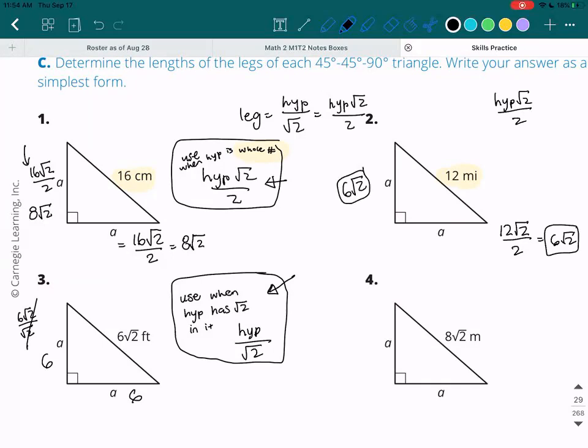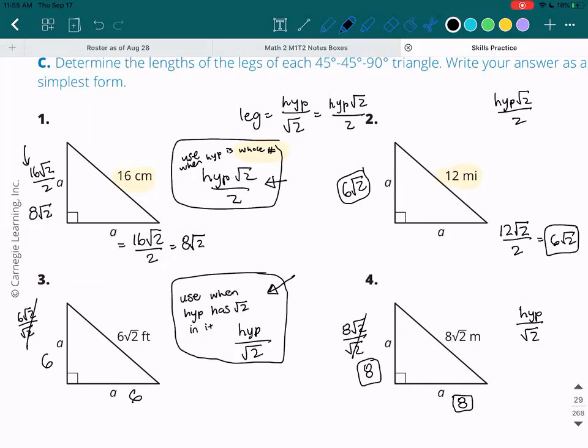Okay. And finally, on number 4, it has a radical in our hypotenuse. So we're going to use this equation, hypotenuse over radical 2, because it has a radical 2 in it already. Okay, so that's the formula we're using. Let's plug it in. We have 8 radical 2 over radical 2. Let's simplify it, cancel it out, and we are left with 8 as our side length. So our answer for these is 8.